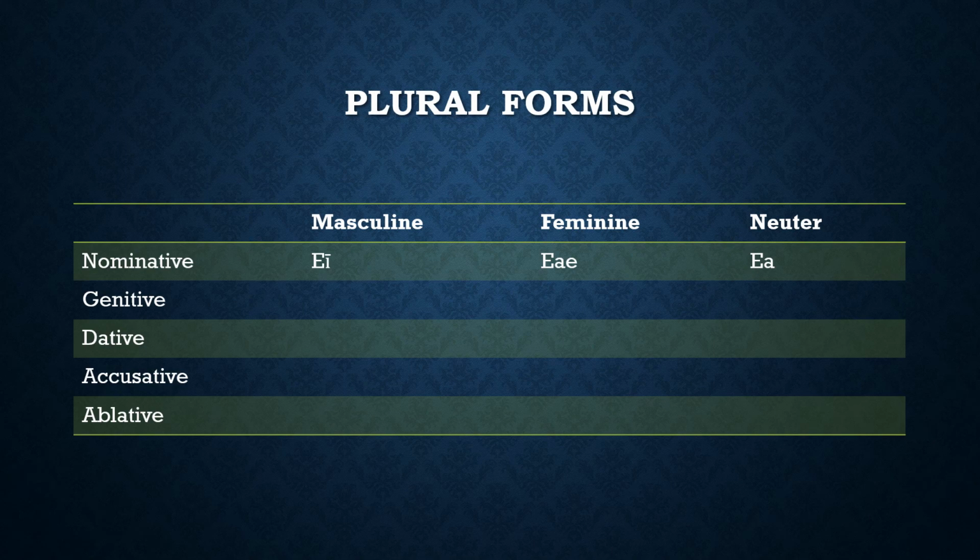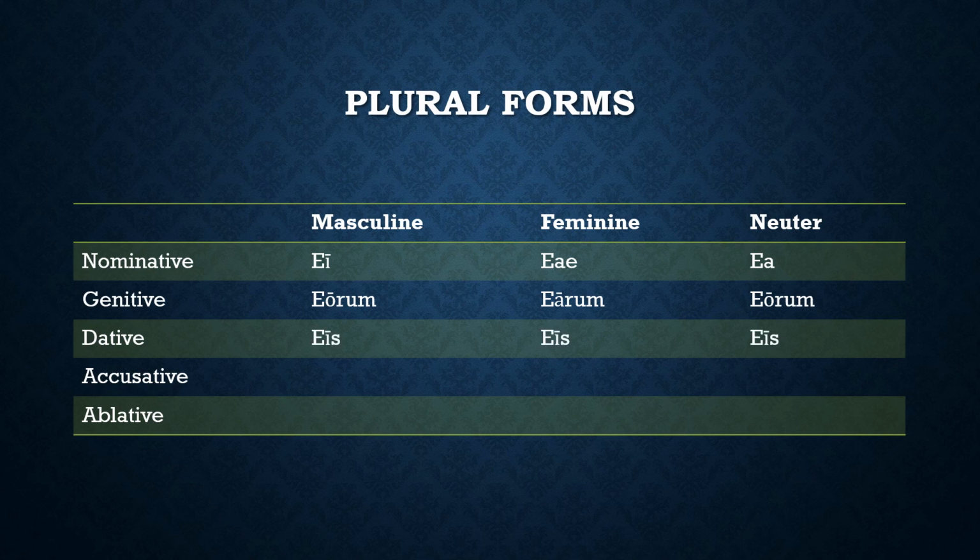The plural forms we'll find will also follow traditional first and second declension patterns. You'll see the masculine ending with long i, ei, the feminine ending with ae, eae, and the neuter ending with a short a, ea. The genitive, we'll see again follows the patterns that we would expect. The masculine ending with orum, eorum, the feminine arum, earum, and the neuter being the same as the masculine with the orum ending, eorum.